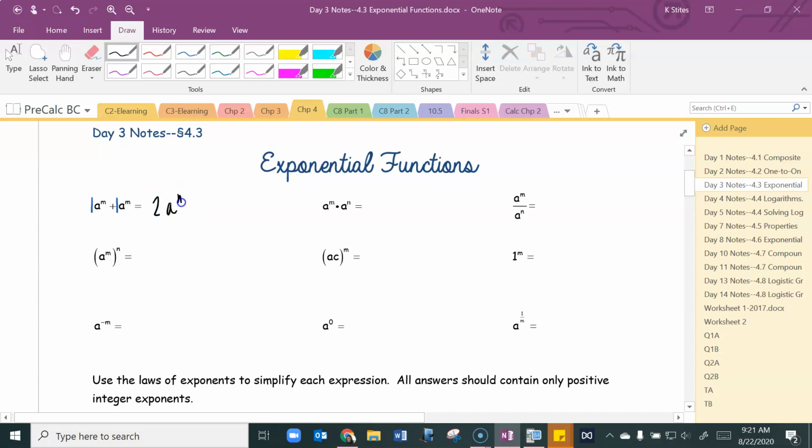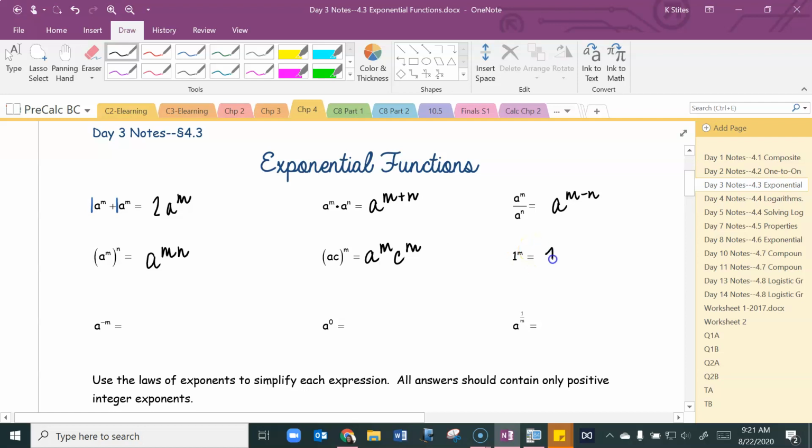So 1 plus 1, this will be 2a to the m. When we are multiplying with the same base, we will add our exponents. When we are dividing with the same base, we will subtract our exponents. When we are raised to another power, we will multiply our exponents. In this situation, each of our bases will need the exponents, kind of like distributing but not.